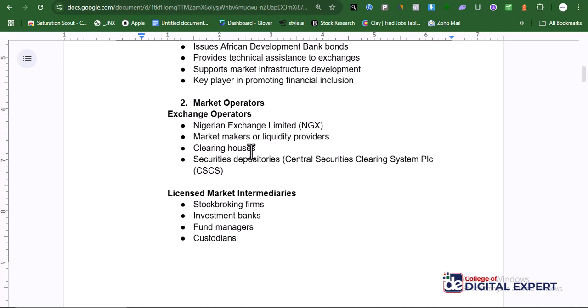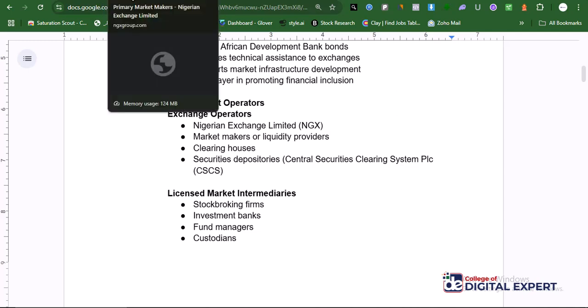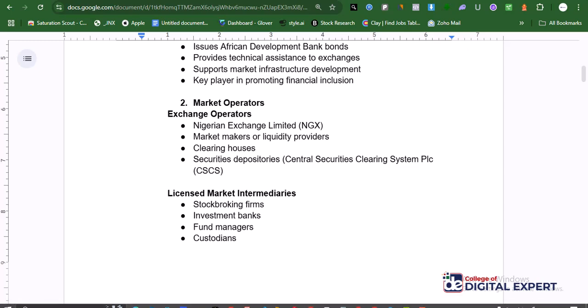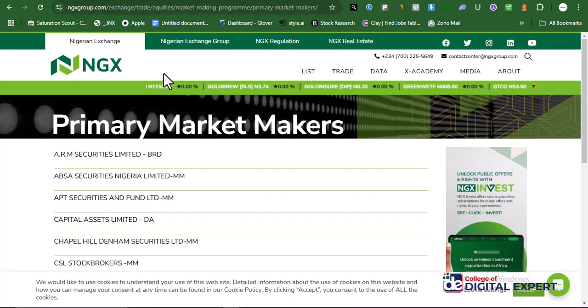Also, we have the market makers or liquidity providers. Let's look into the market makers and liquidity providers. Who are they? Who are the market makers? The market makers, or liquidity providers, are those who provide funds for easy transactions in the stock market.